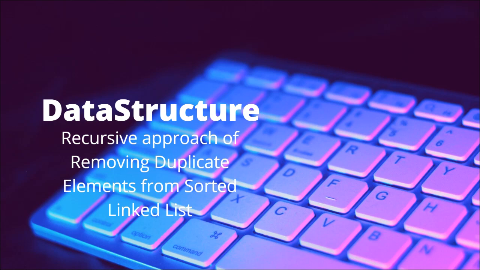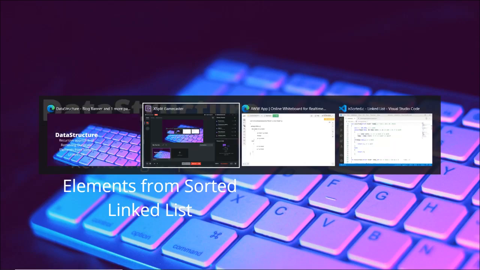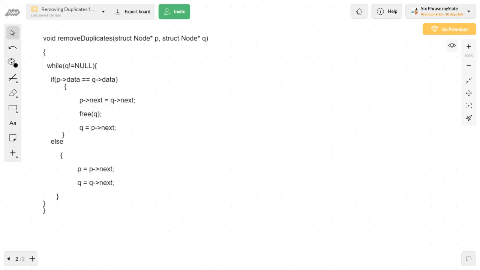Welcome students. In this video, we will be discussing the recursive approach of removing duplicate elements from a sorted linked list. Okay, fine. So now we already have the iterative implementation, for which we are going to write the corresponding recursive approach. The return type we will take as void.